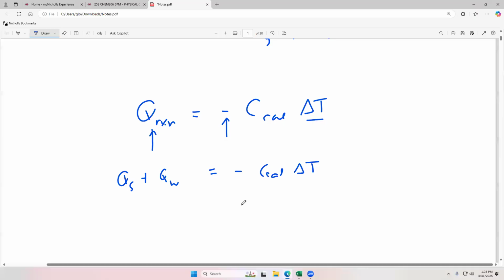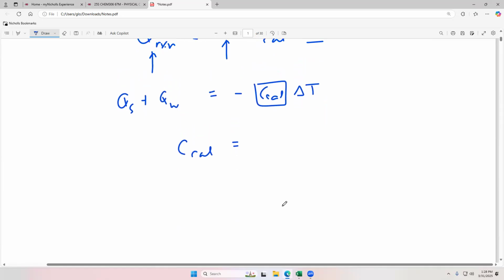And the purpose of the standard run is you want to know what this C cal is. So how do I solve for C cal, the calorimeter constant? The sum of the Q's, Q sample plus Q wire, divided by delta T, but there's a minus sign here. So that's going to be your formula.